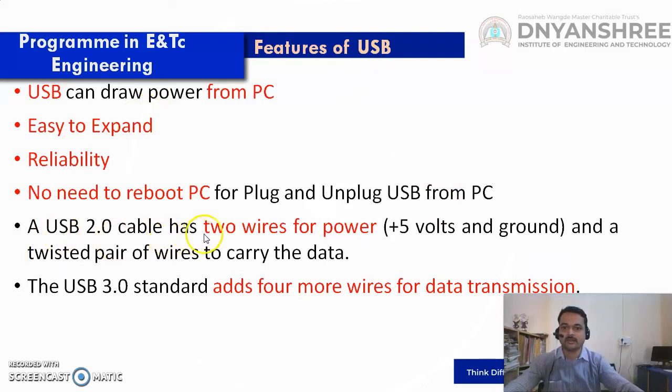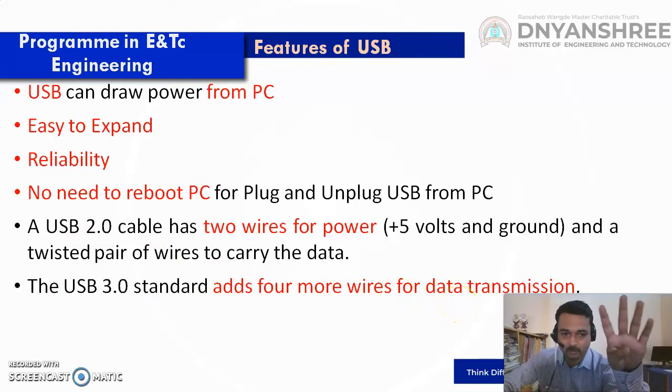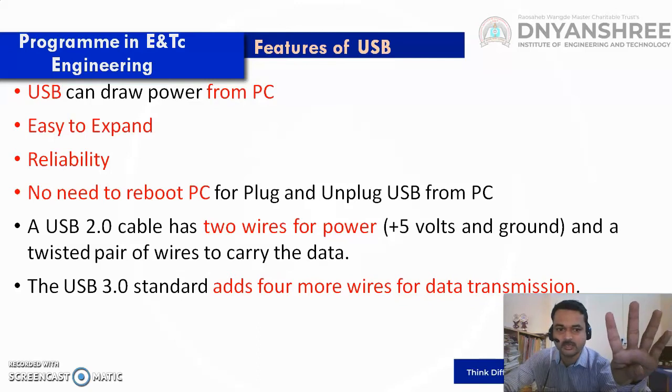A USB 2.0 cable has 2 wires for plus 5 volt VCC and ground, and 2 wires for data, working in half duplex, either upstream or downstream. So it is possible to either send data or receive data. The USB 3.0 standard adds 4 wires for data transmission, and it works in full duplex. Data transmission in both directions is possible in USB 3.0.